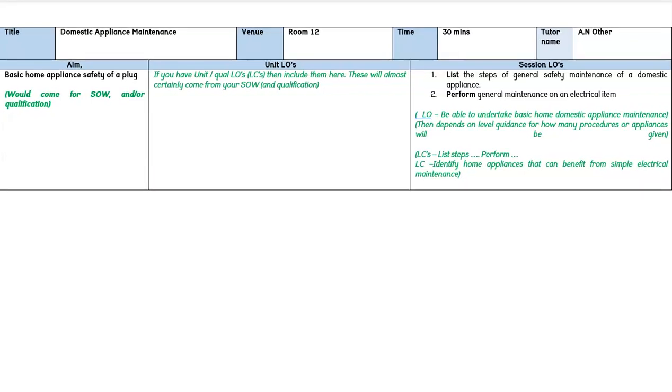especially in FE and community education. So just as a note, I'm calling it session planning today. I might accidentally stumble into the word lesson plan. They are the same thing.